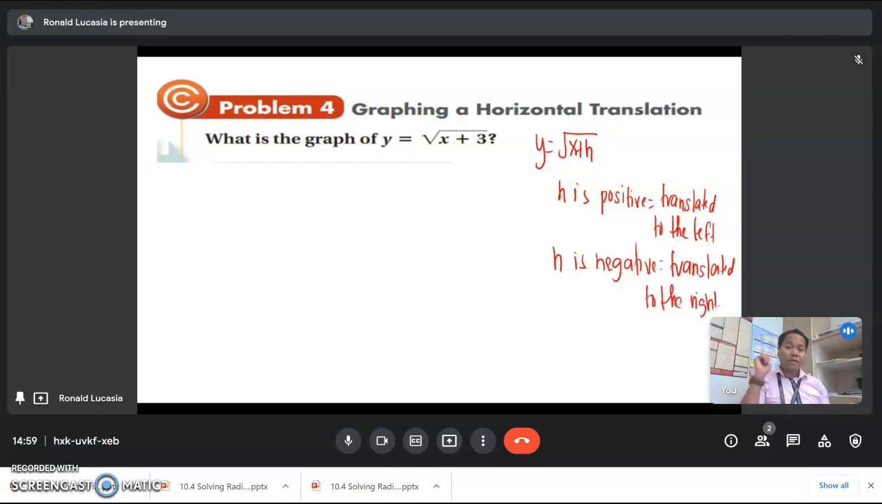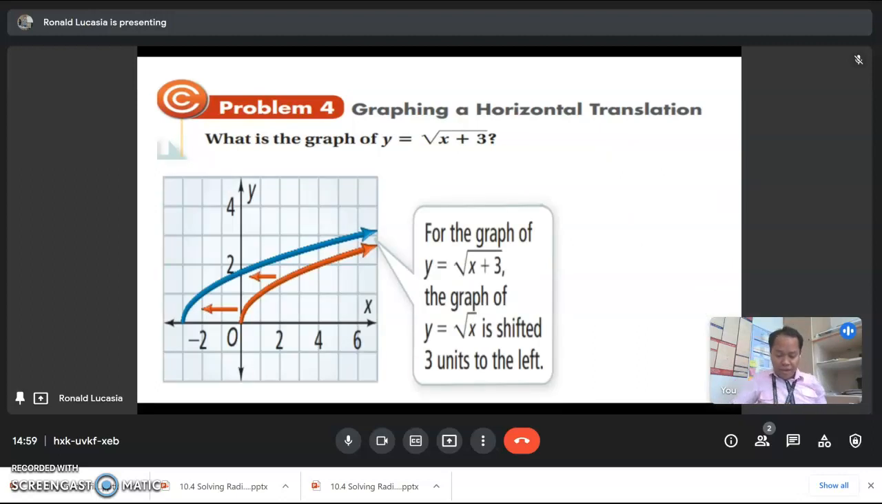So for the graph of the square root of x plus 3, our h there is equal to 3. It's positive, so meaning it is translated to the left. So when we have there, this is the parent function, y is equal to the square root of x. So our h there is positive 3, shifted 3 units to the left.